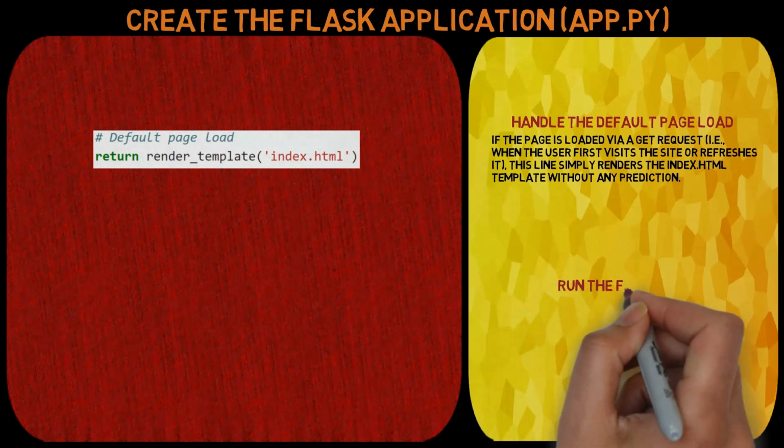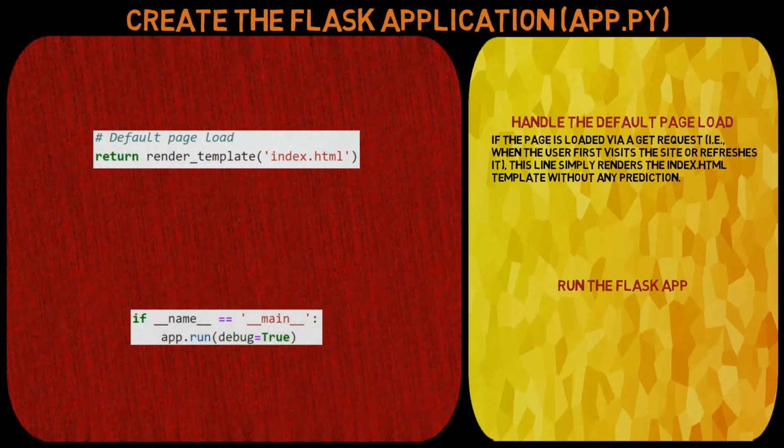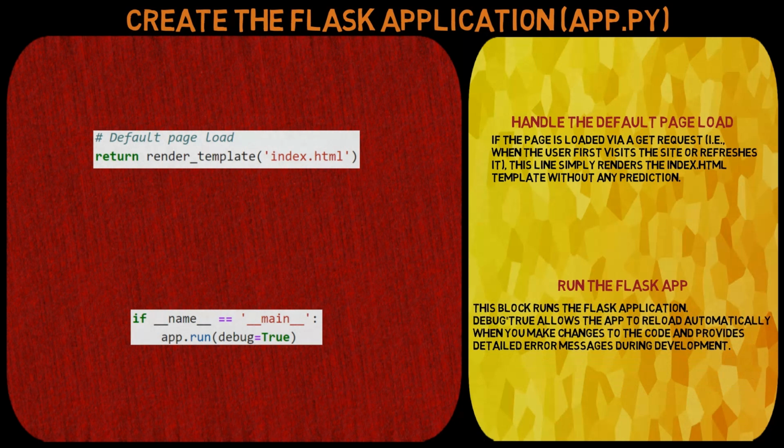Running the Flask app. The last step in this part is to run the Flask application. Setting debug=True allows the app to reload automatically when you make changes to the code and provides detailed error messages during development.